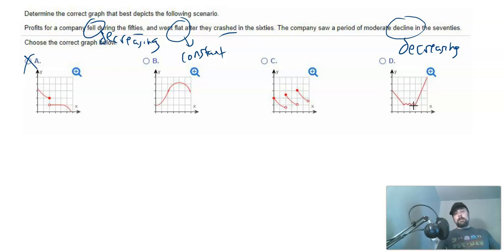We have some turbulence here where it's kind of flat, but then there's an increase. But this problem never describes the company having any kind of increases. This is the graph that fits the description. It's decreasing. There's a crash, right? That's kind of what the crash looks like there. Then it's flat, right? Constant, and then decline, right? So A is the graph that fits that description.